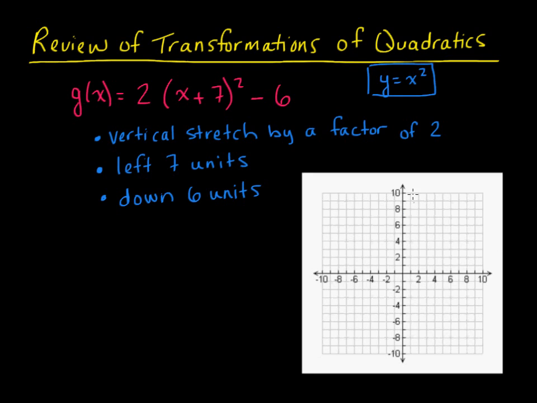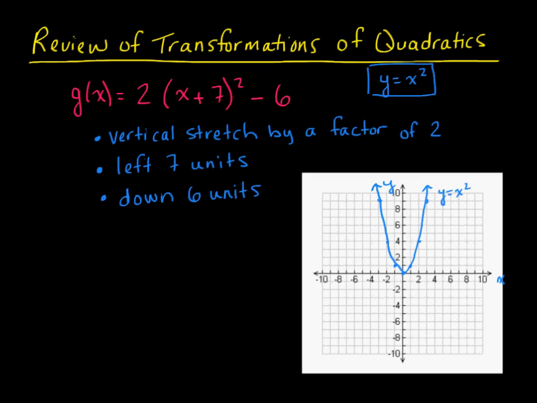Okay, so here's our grid. Again, we're going to plot the parent function first. So let's make sure that that gets on there. And now, just like the last time, we're going to take each of the key points that's on the parent function and apply these transformations to it. Remember that any stretches, compressions, and reflections have to be done before you do any translations. And so we're going to start with the vertical stretch by a factor of 2.